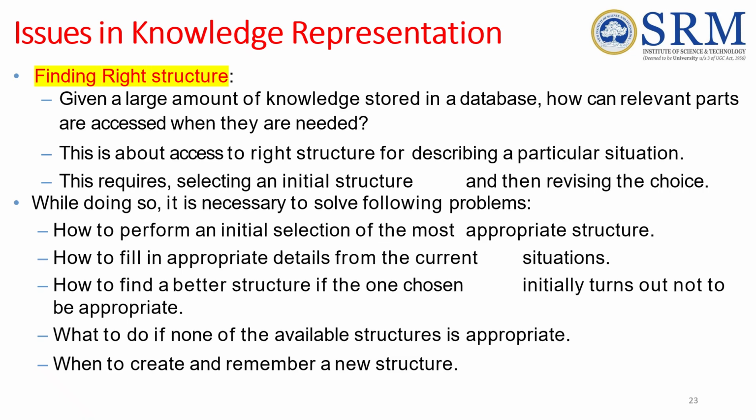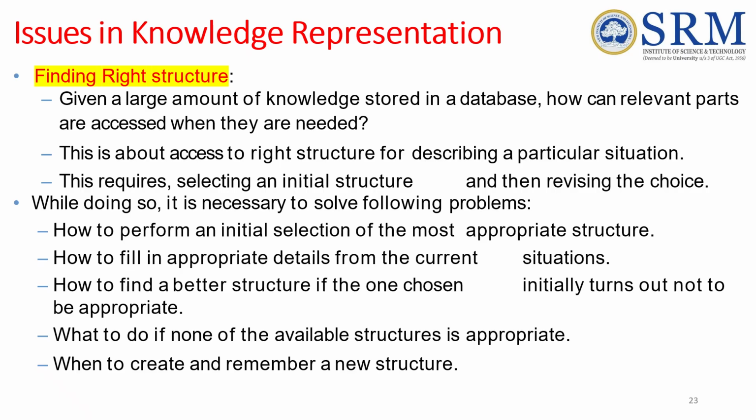So it chooses an initial structure, adds the details for the current situation, and revises the choice if needed. Problems that can be involved in finding the right structure: how to perform the initial selection. The AI first chooses the most relevant structure based on the available information. Once the structure is selected, the AI gathers additional information to complete it.